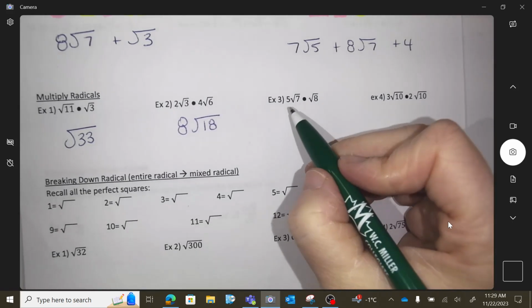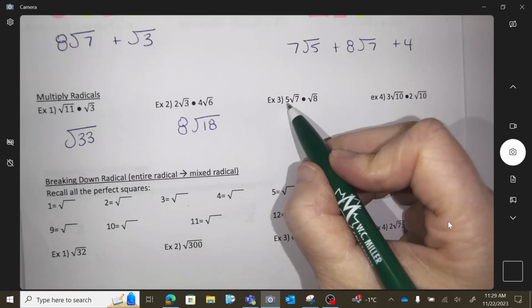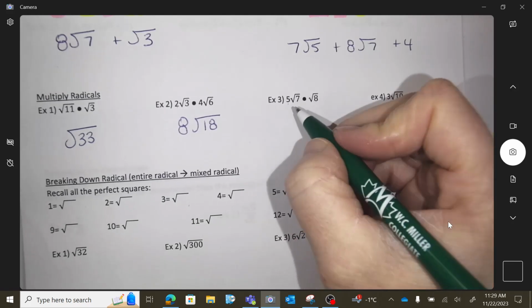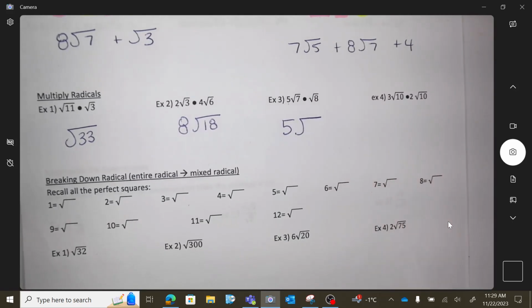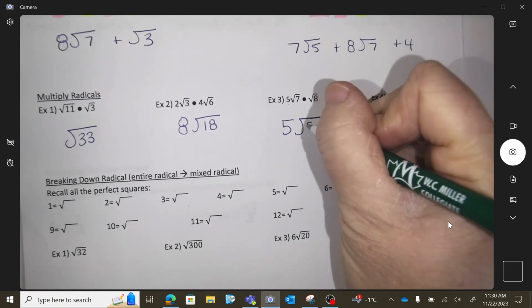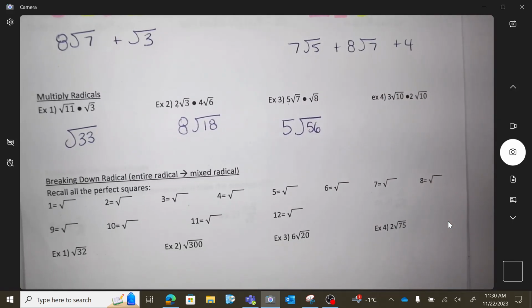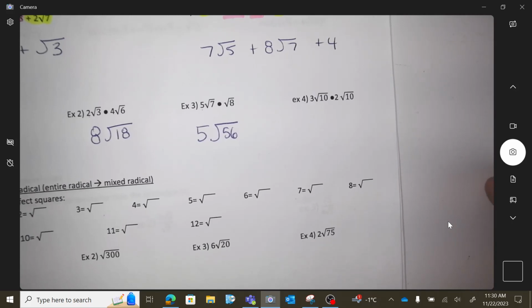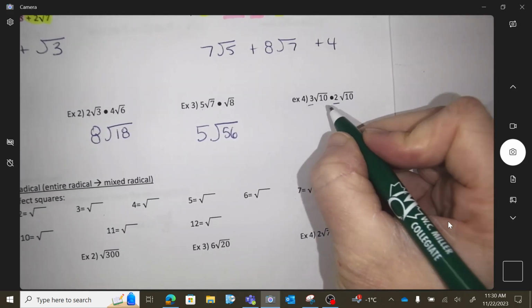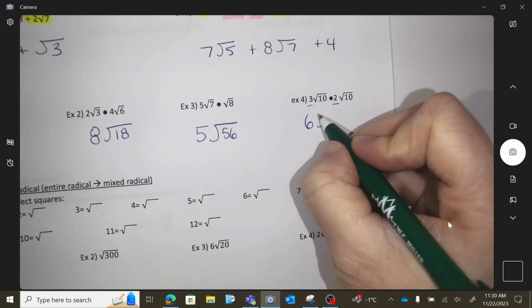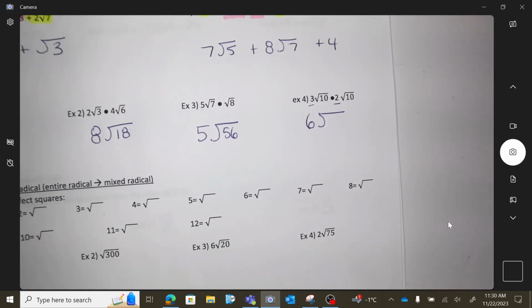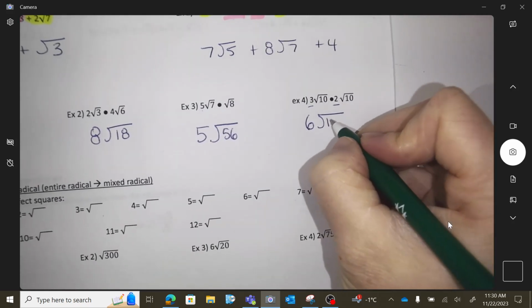Same with number 3. There's a coefficient 5. So it just has to be separated from the root. And then you can do a 7 times 8. Okay, on this last example, the coefficient makes 6. Root, and then a 10 times a 10 is root 100.